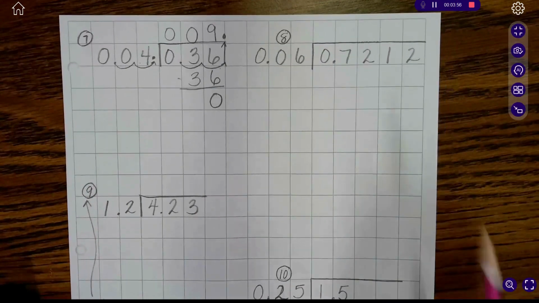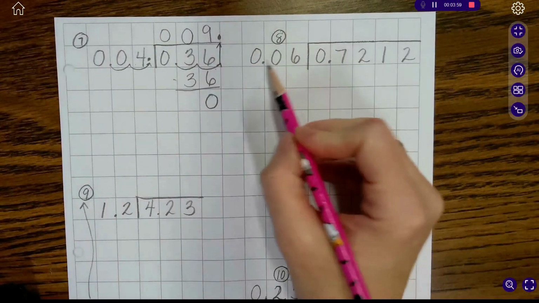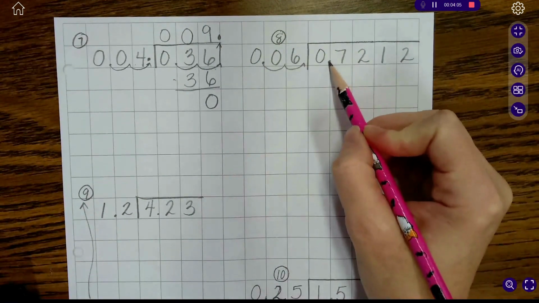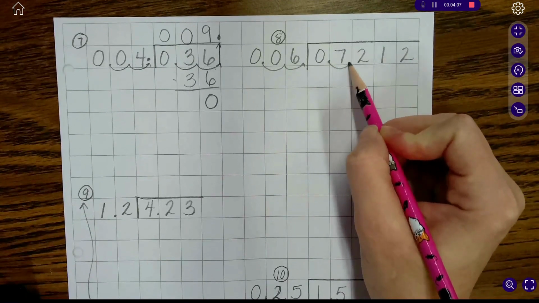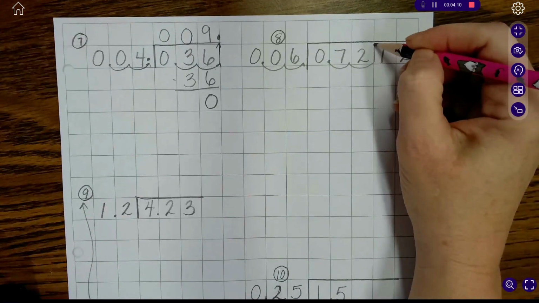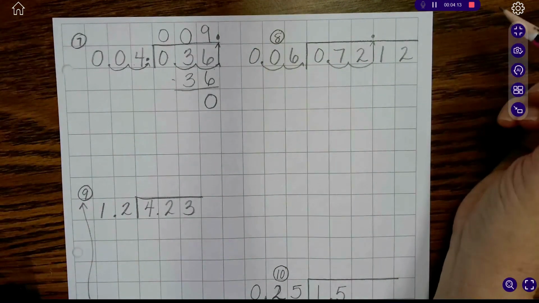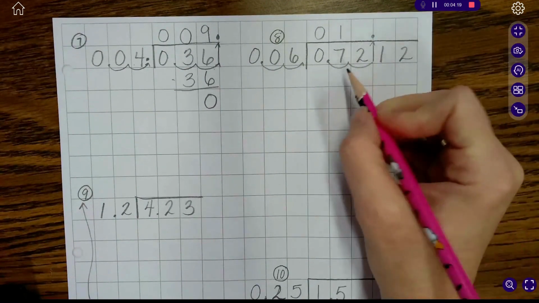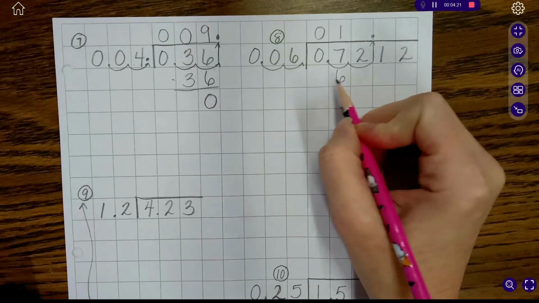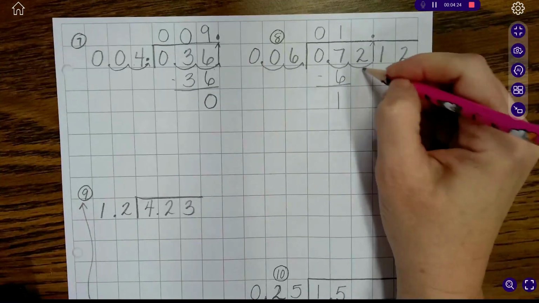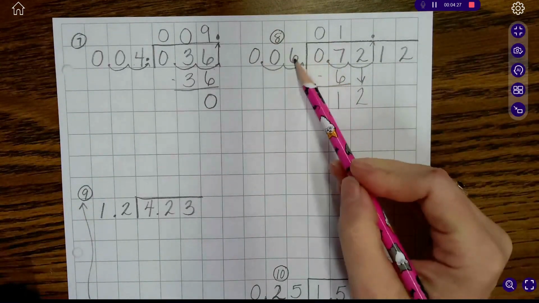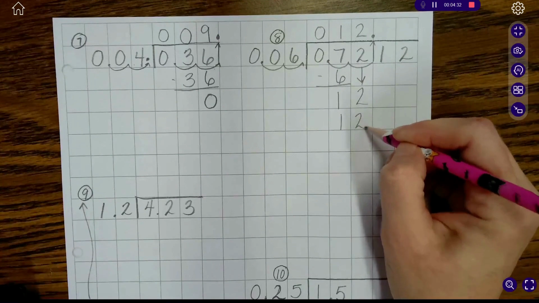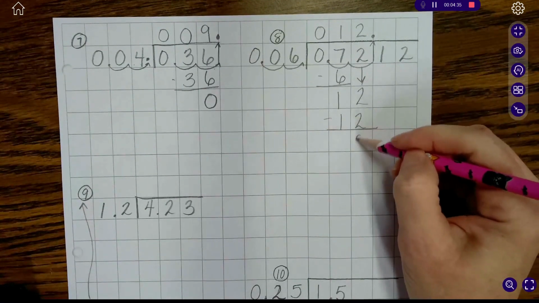Problem 8, we have 6/100ths, and we're going to make that a whole number by moving the decimal point over 2 times to the right. And now we're going to move the decimal point in the dividend over 2 times to the right and bring it straight up into our quotient. 6 cannot divide 0. It can divide 7 one time. 1 multiplied by 6 is 6. Subtract, and I get 1. Bring down the 2. 6 can go into 12 twice. 2 times 6 equals 12. 12 take away 12 equals 0.